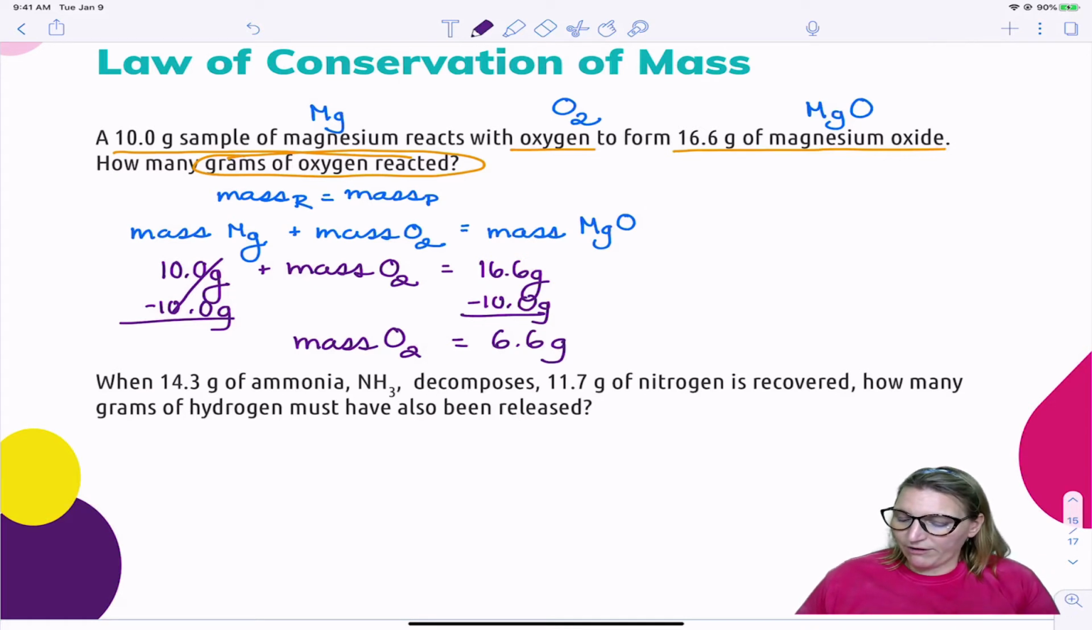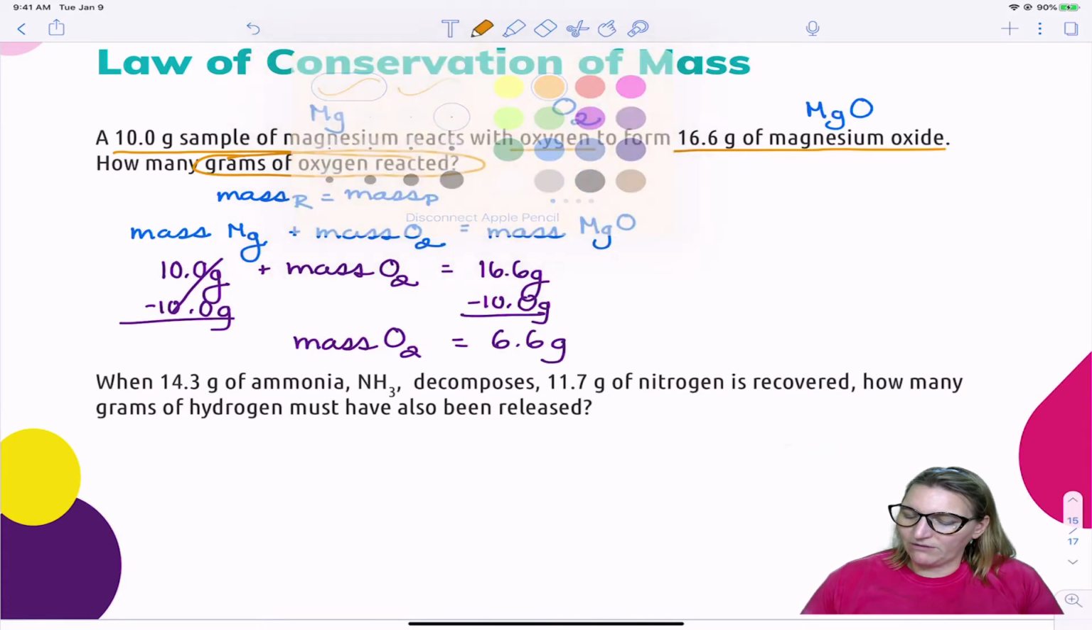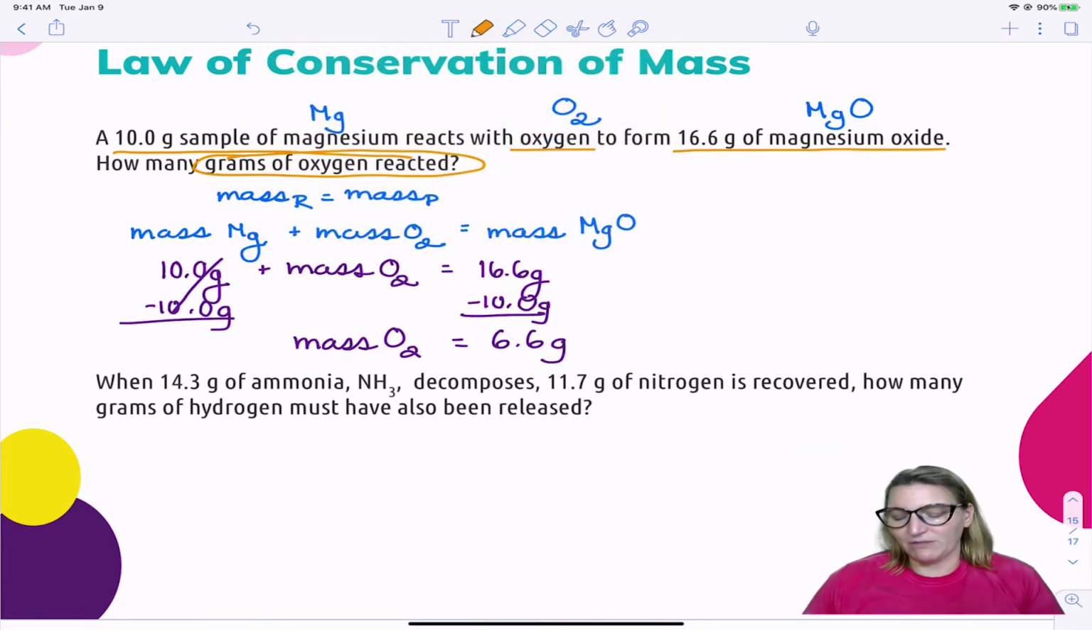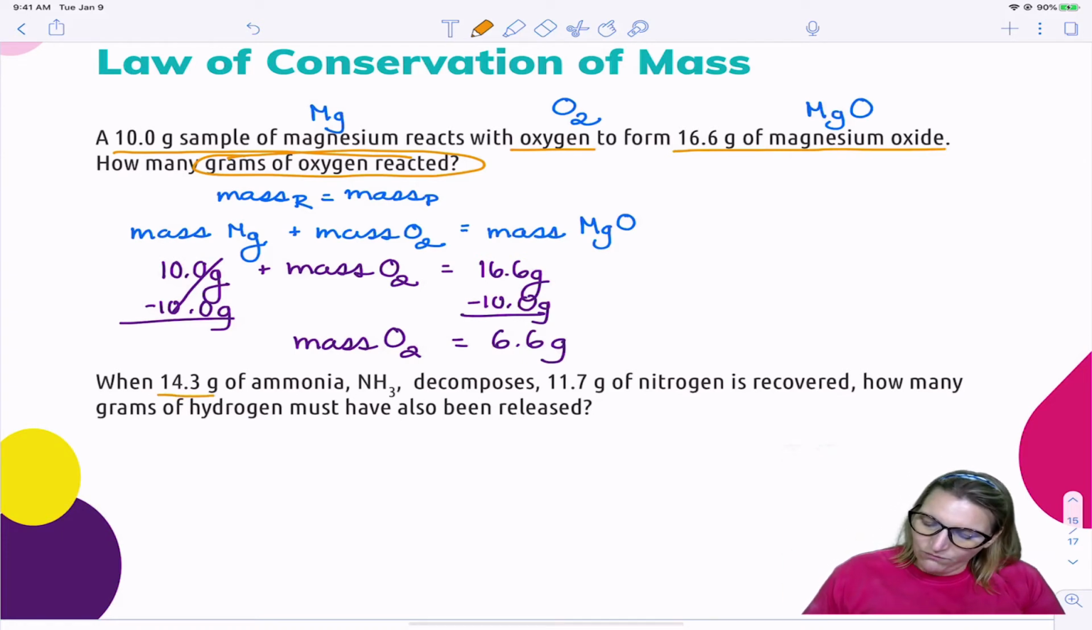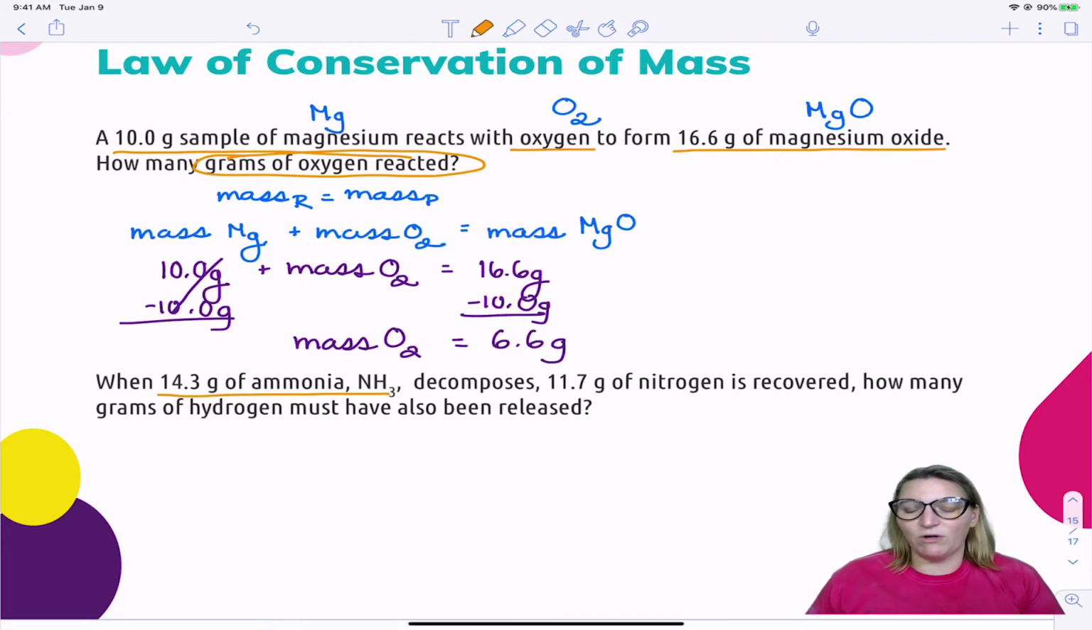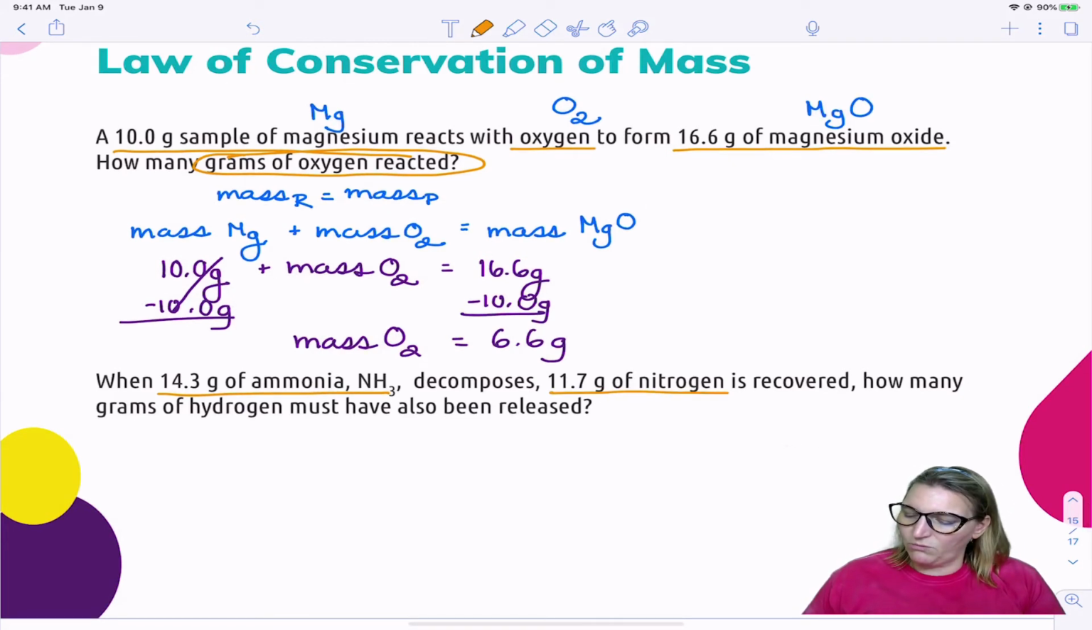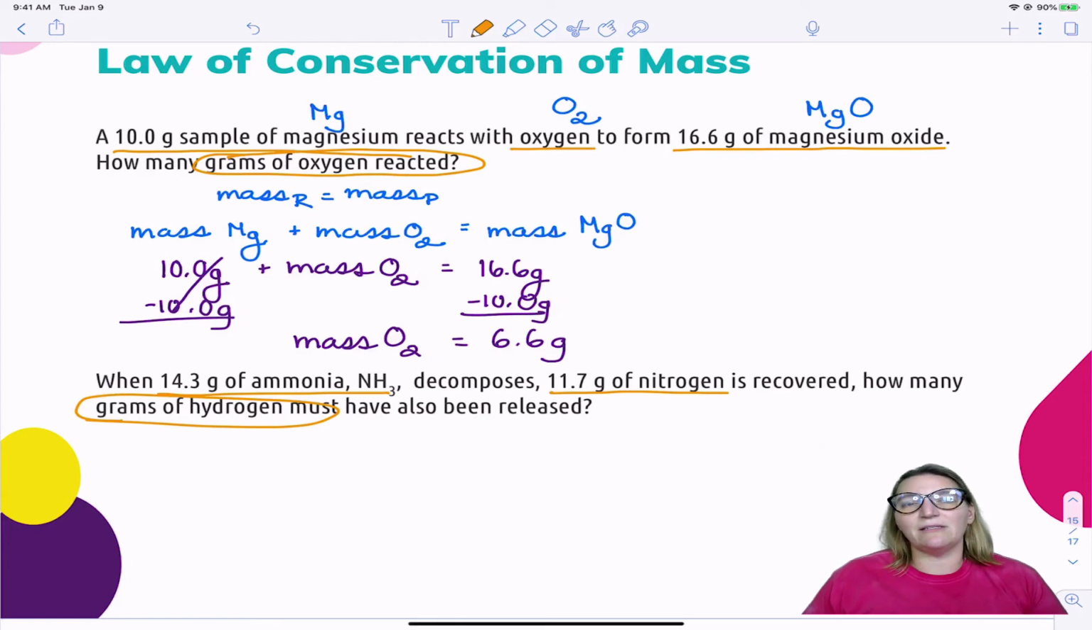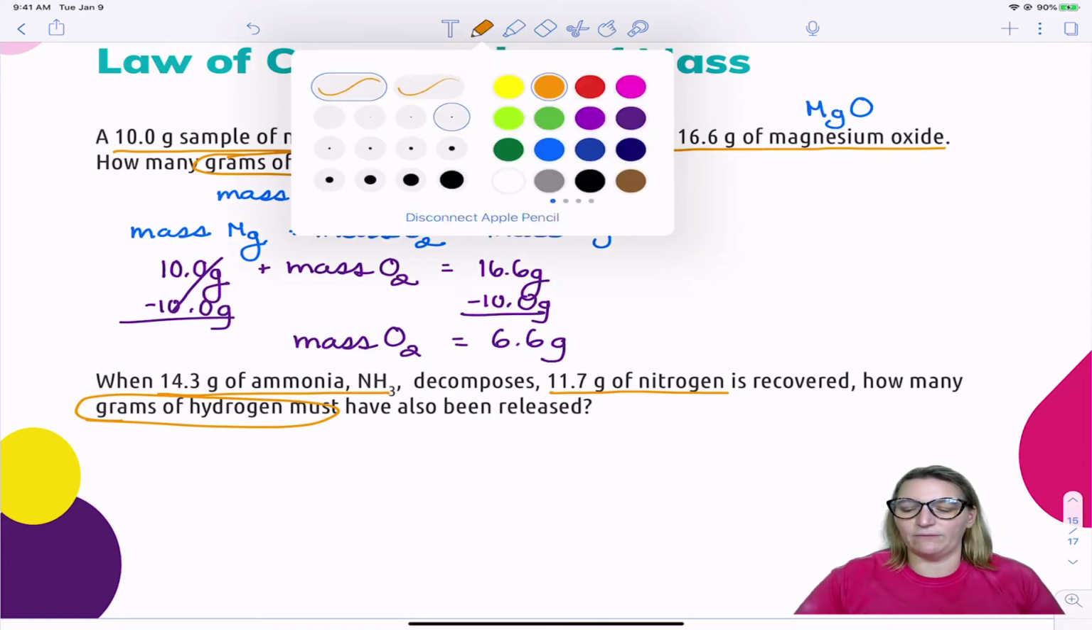When 14.3 grams of ammonia, NH3, decomposes, 11.7 grams of nitrogen is recovered. How many grams of hydrogen must have also been released? So this is a decomposition reaction where we start with the chemical ammonia and it breaks down into nitrogen and hydrogen, the two elements that make it up. So 14.3 grams of ammonia, that's one of my clues, decomposes to produce 11.7 grams of nitrogen. That's another clue. How many grams of hydrogen? That's my do. That's what I need to solve for.